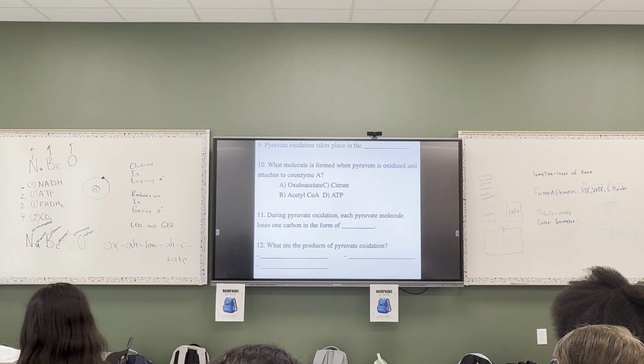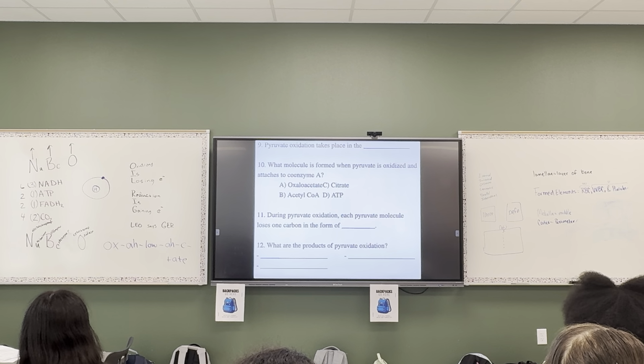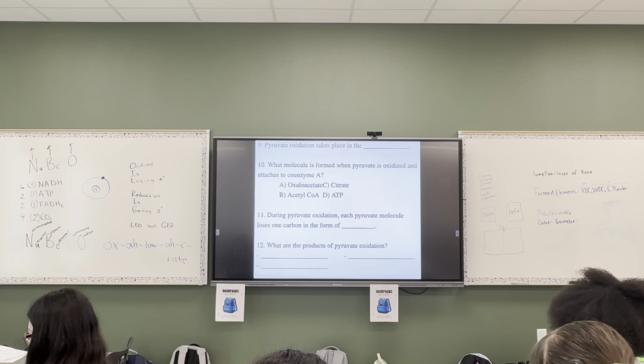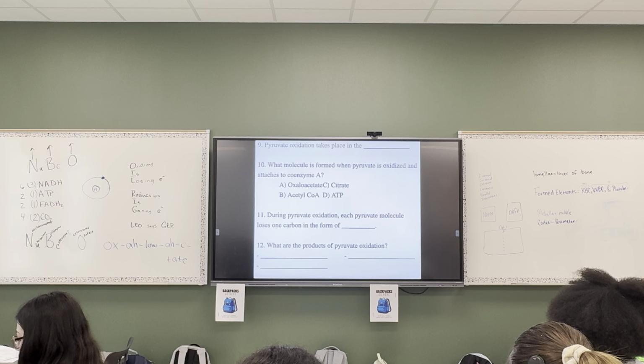Number 10 says, what molecule is formed when pyruvate is oxidized and attaches to coenzyme A? Acetyl-CoA. And number 11, during pyruvate oxidation, each pyruvate molecule loses one carbon in the form of CO2. Again, this is where every CO2 that we breathe out is coming from. This and the next step as well.